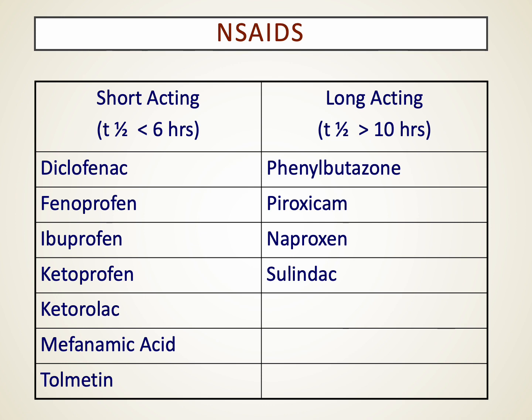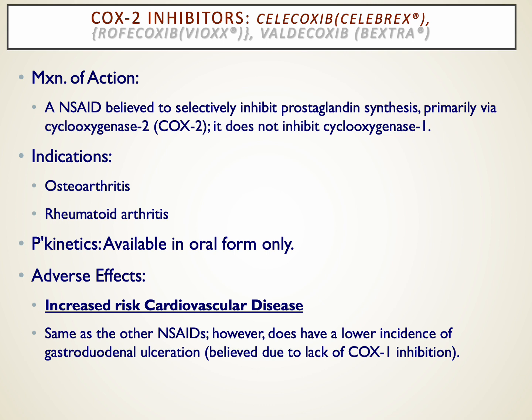The short-acting agents and long-acting agents for the nonsteroidals are listed here, naproxen being a longer-acting agent, ibuprofen being a shorter-acting agent. The COX-2 inhibitors, really the only one on the market is celecoxib or Celebrex. It's used for osteoarthritis or rheumatoid arthritis.